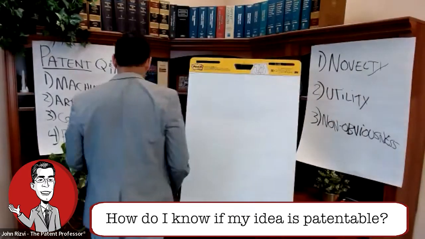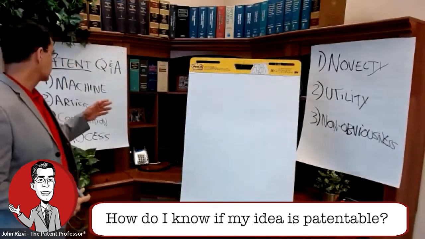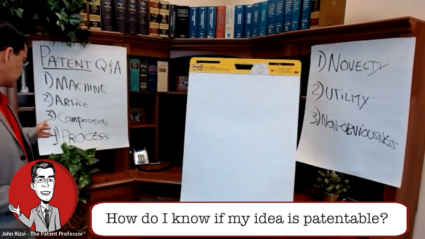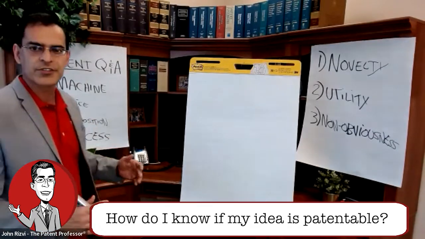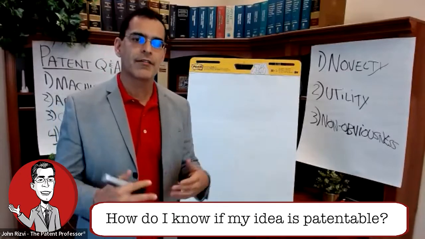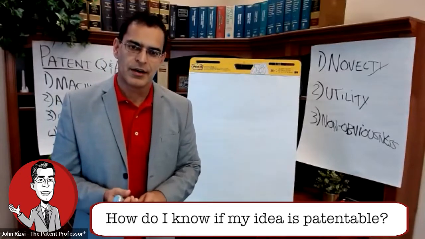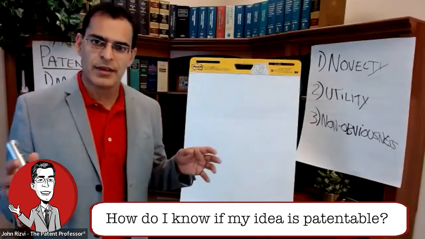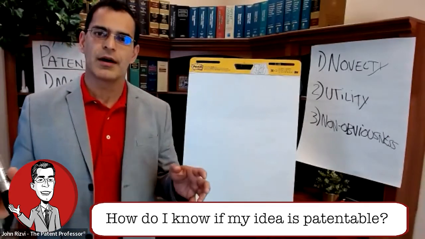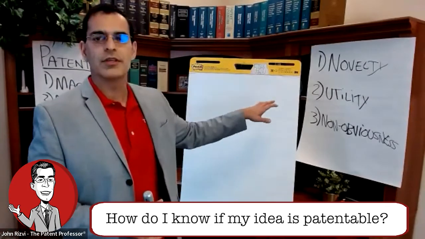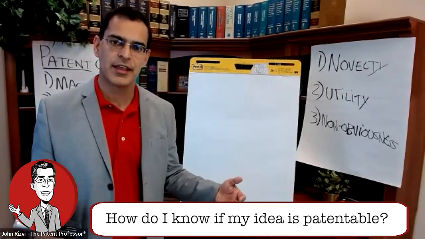So now you've got the 4 categories: machine, article of manufacture, composition of matter, or a process. And then your idea has to meet the novelty, utility, and non-obviousness standard. And if you meet those, then you can proceed with pursuing a patent. Now, the patent examiner is going to look at novelty, utility, and non-obviousness as well.